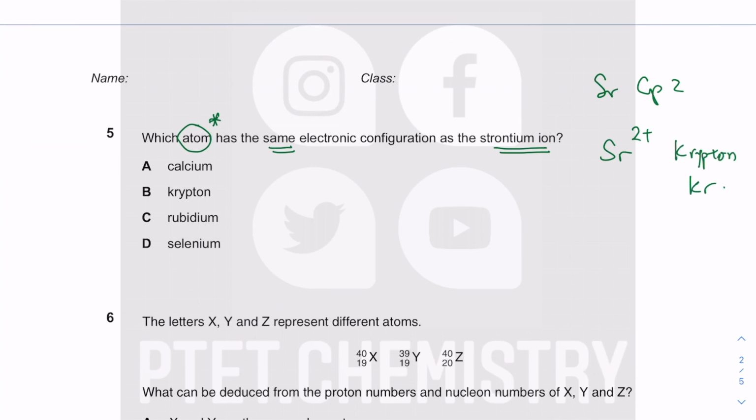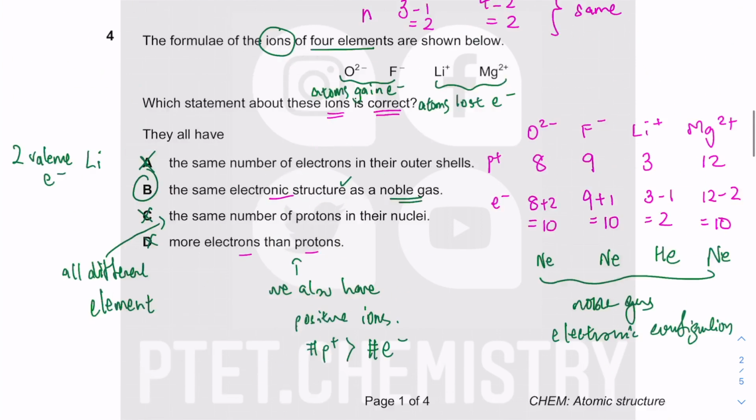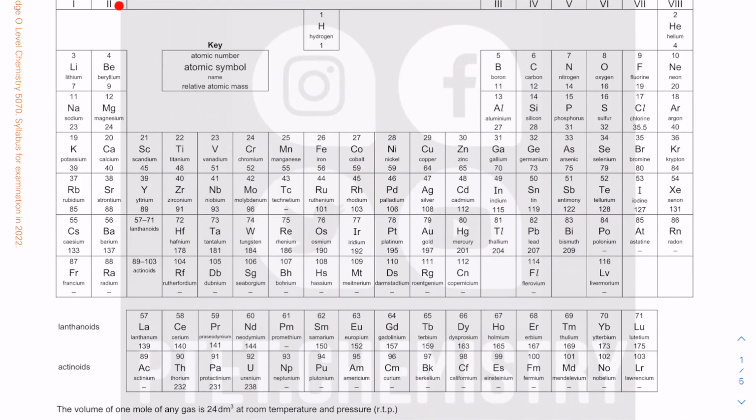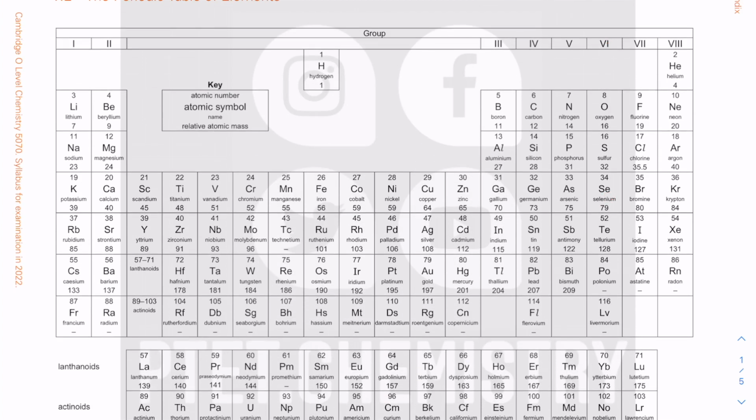Okay, Kr. So I'm looking for krypton. In fact, we are not looking at a calcium ion because this question is saying which atom. Okay, so this one is group 2, this one is group 1, this one is group 6. Oops, sorry, I should use the other kind of numeral. Calcium, rubidium, selenium. Calcium is there, group 2. Selenium is there, group 6. And the other one is rubidium, group 1.